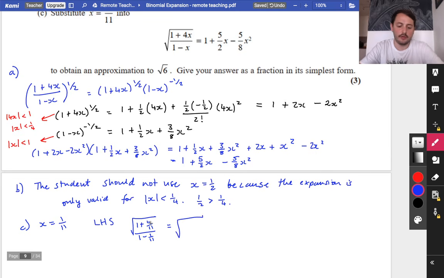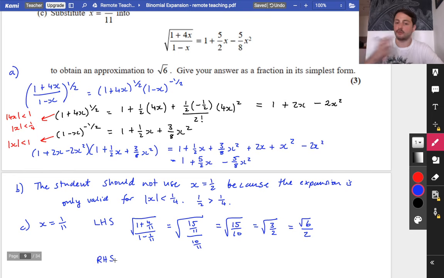So we've got 1 plus 4 over 11, so that's 15 over 11, all over 1 minus 1 over 11, which is 10 over 11. And 15 over 11 divided by 10 over 11, well, you can multiply the top and bottom by 11, so you get root 15 over 10, which is the same as simplifying the fraction, you get root of 3 over 2. And if I do that root on my calculator, you get that this is root 6 over 2. So the left-hand side gives you root 6 over 2.